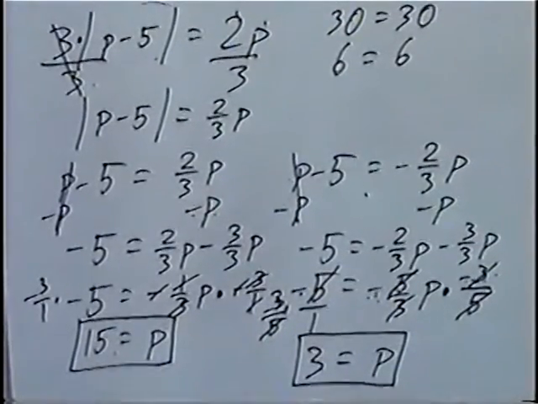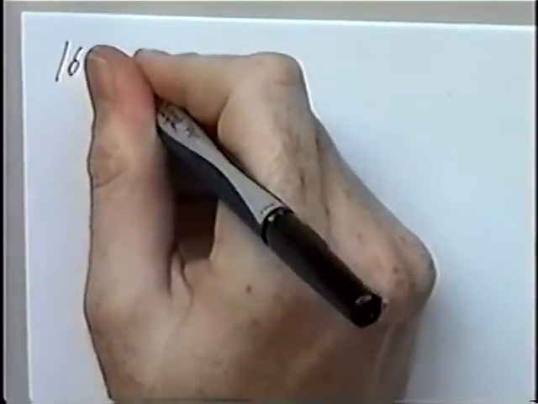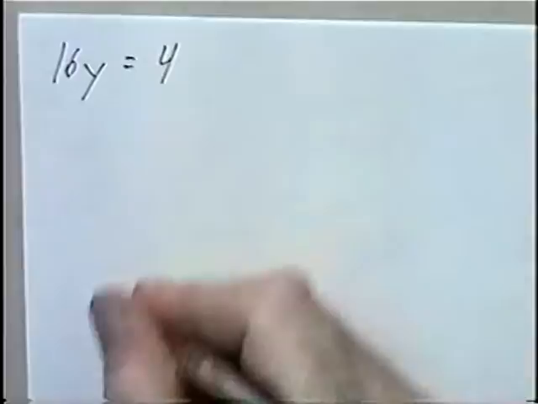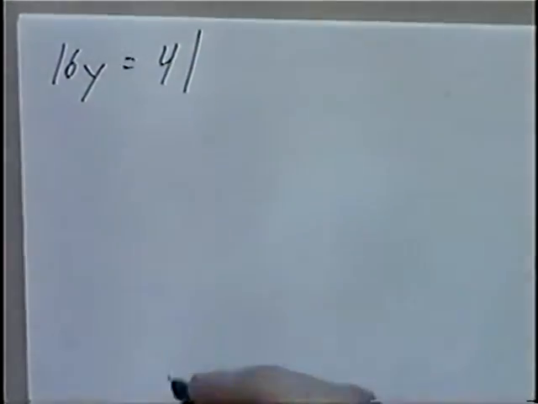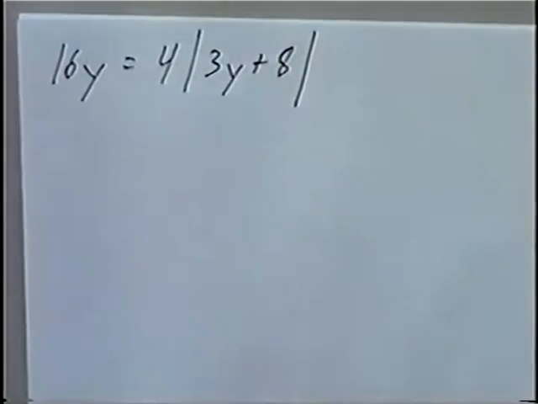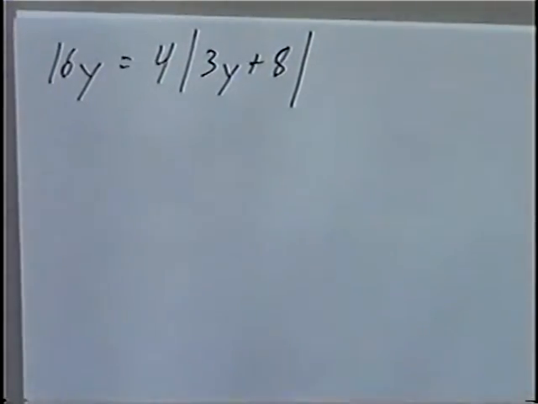Second question for the section, and last question. Equation is 16y equals 4 times the absolute value of 3y plus 8. Again, for the section, we have variables on both sides that we'll be solving.